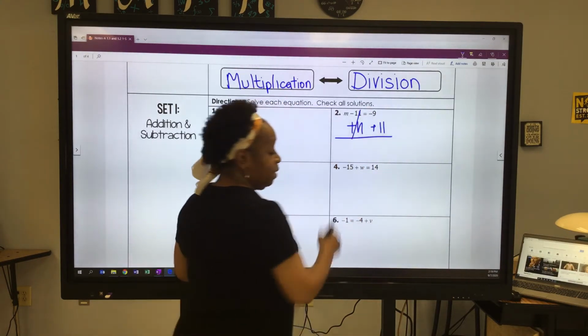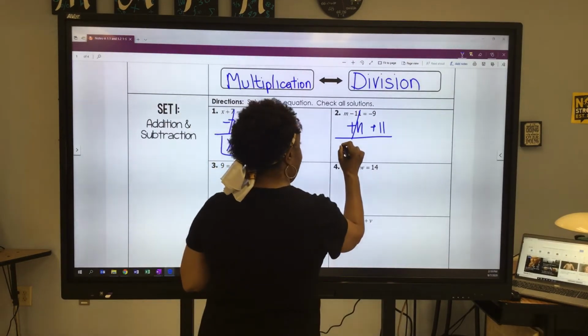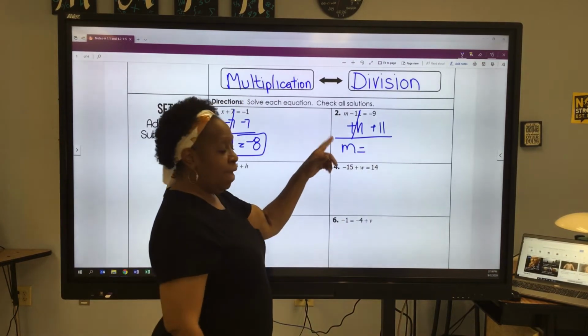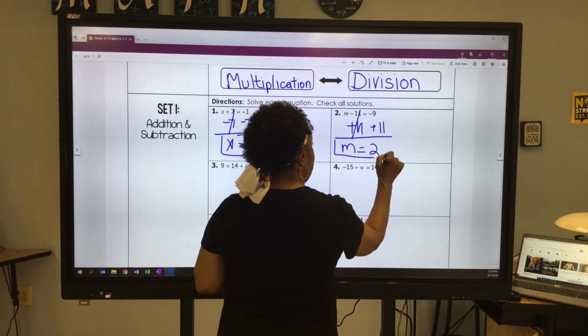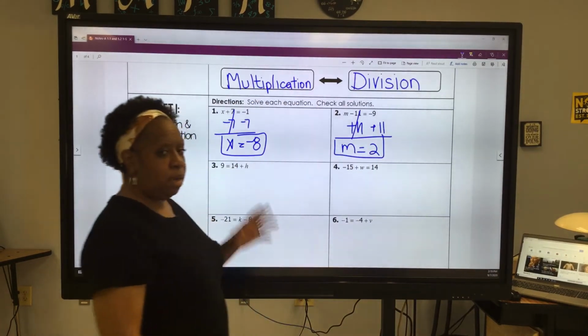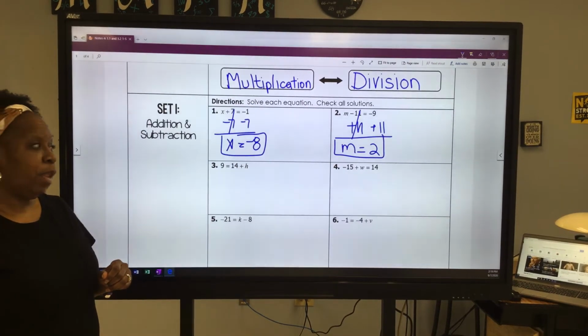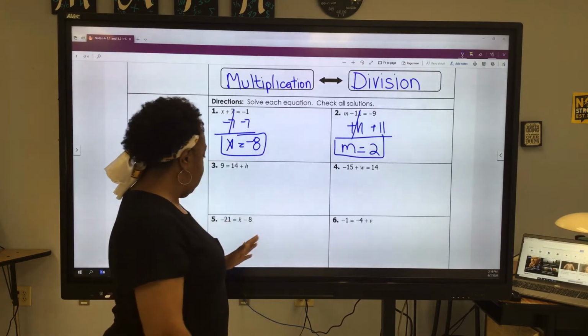These cancel because -11 plus 11, we know that's 0. So the m comes down, the variable m comes down. -9 plus 11, that is going to be 2. So that's your answer. If you want to check it and plug the 2 back in, 2 minus 11 is -9. I'd like you to practice on some of these other 4 problems right here.